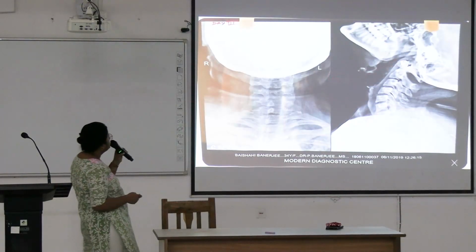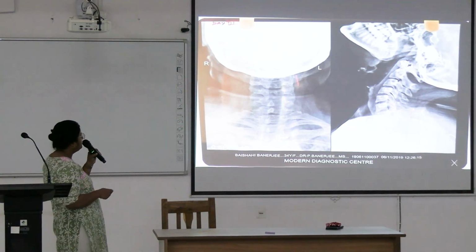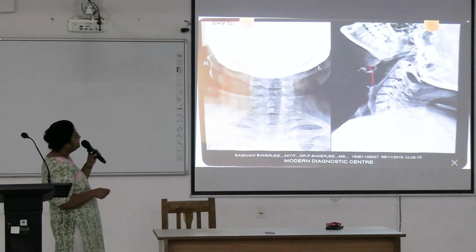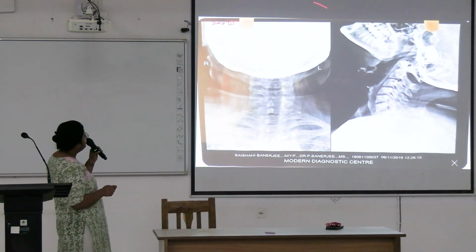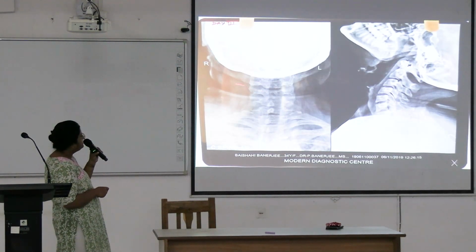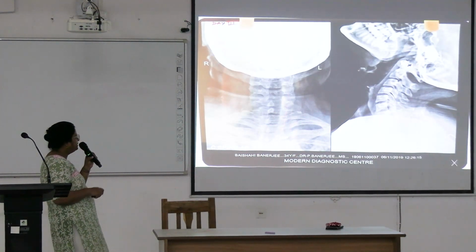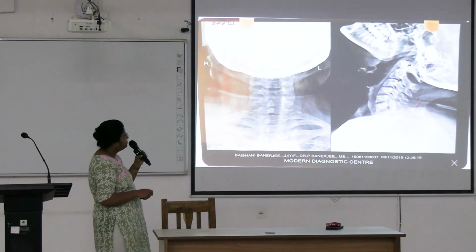These X-rays are present in our department. This is the anterior-posterior view of the neck, and this is the lateral view of the neck region. Here you can see the occipital bone, outer and inner tables. These are the cervical vertebrae, and these are the spinous processes of the vertebrae, and from here the rib cage is starting. This is the anterior posterior view of the cervical spine, and this is the lateral view of the cervical spine.